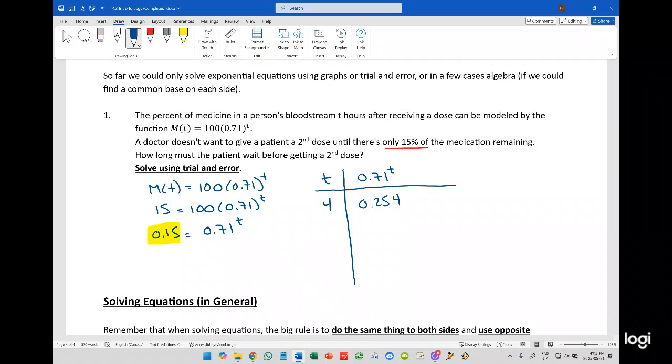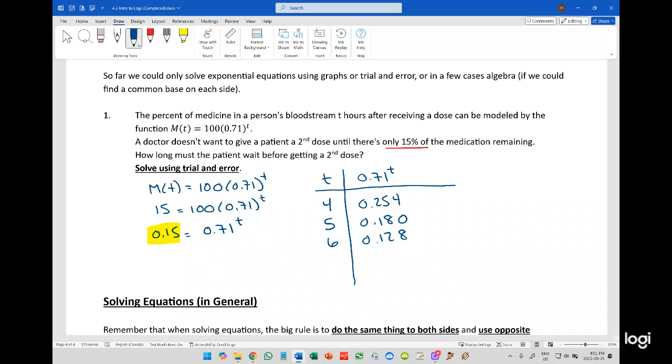Okay, well that's still a little too much medication in our system. We want to get it down to 0.15. So what I'll do is I'll try maybe 5 hours. 0.71 to the exponent 5 gives us 0.18. Then 6 hours, since we're still a little too high. 0.71 to the exponent 6 is 0.128. Okay, so 5 hours is the closest, but it's still a little bit too much.